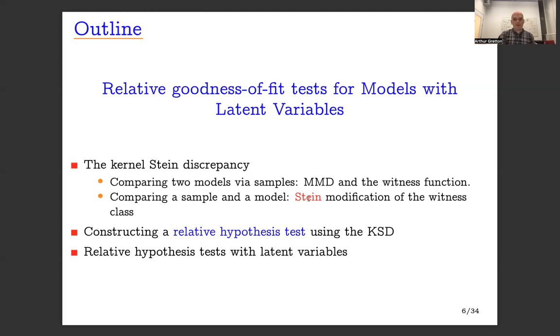I'm then going to construct a relative test where I've got 2 kernel Stein discrepancies, one for a first model, one for a second model. So I want to know whether one model is significantly better than the other. And finally, I'll describe how to use that relative hypothesis test in the event where I've got latent variables. And so that's going to actually end up being an additional source of quite considerable complexity.